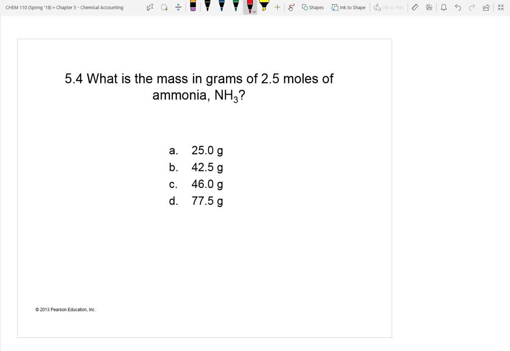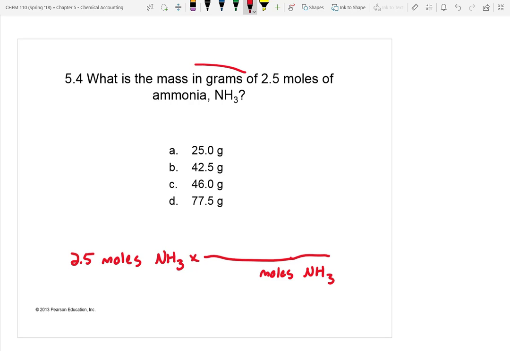So I'll get you started if you are struggling. Let's say we have 2.5 moles of ammonia. We don't want moles of ammonia, so I'll put moles down here. We want our answer in grams, so I'm going to put grams of ammonia on top. Now the question is, which number goes where? We need to find out how many grams of ammonia there are in every mole of ammonia, so I'm going to put 1 mole on the bottom.